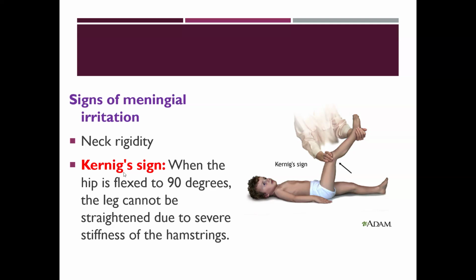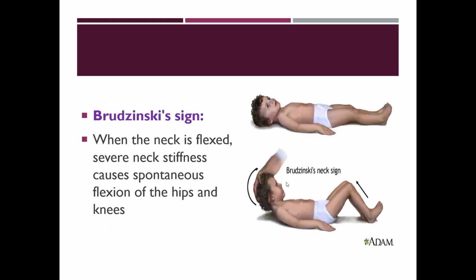And the important one is Kernig's sign. What is Kernig's sign? When the hip is flexed at 90 degrees, the leg cannot be straightened because of the severe stiffness of the hamstrings. This is called Kernig's sign. Whenever we try to flex the hip to 90 degrees, the leg cannot be straightened. And next, another one is Brudzinski's sign.